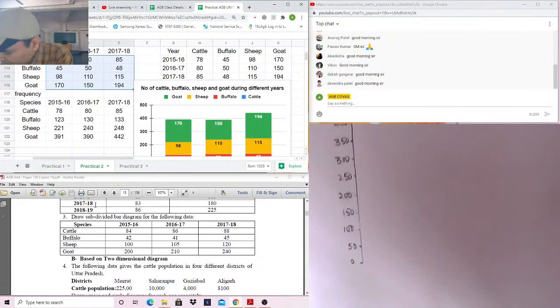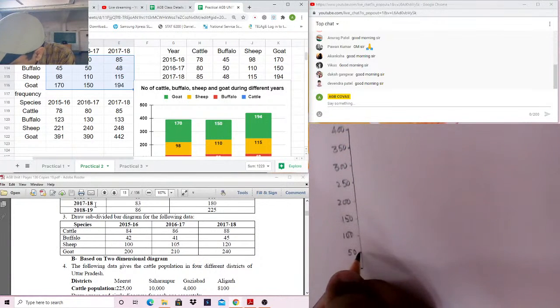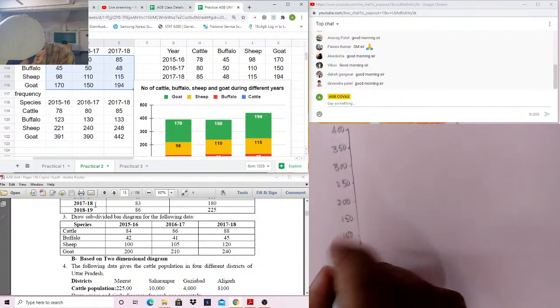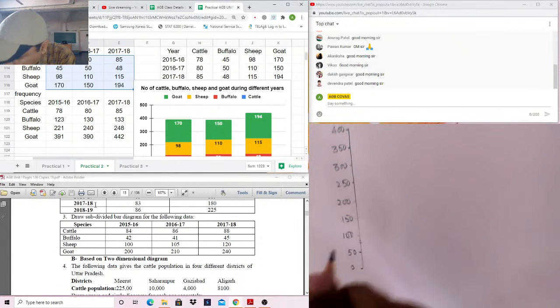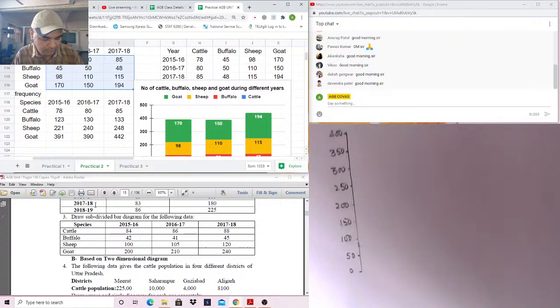Okay. So this 78 will be somewhere near 75. So it will be near somewhere here, 78. So first mark will be 78. And when we will be going up to this 123, so the difference of 45 will be signifying the value of the buffaloes. Okay.